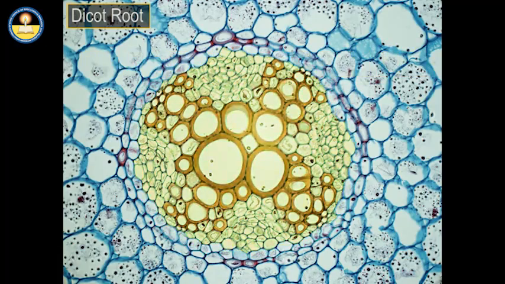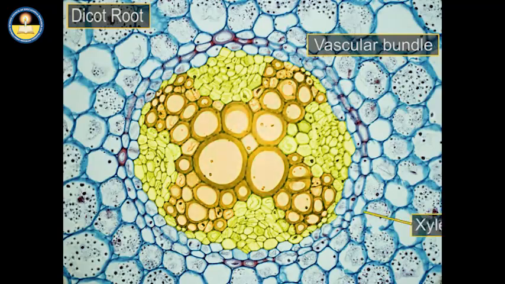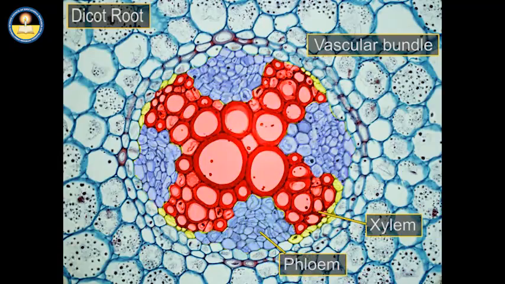Vascular strand lies next to the pericycle, consisting of separate bundles of xylem and phloem arranged alternately. Both are arranged in such a way that it forms an X-shaped pattern in the very center of the root.